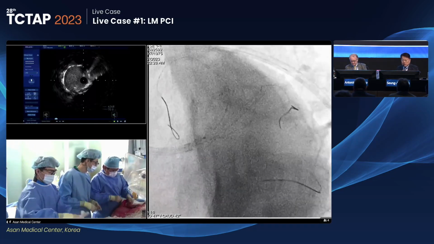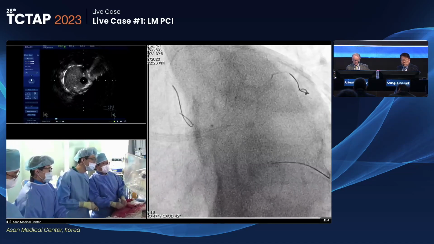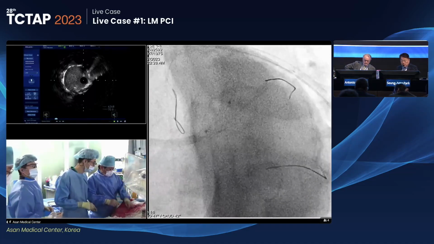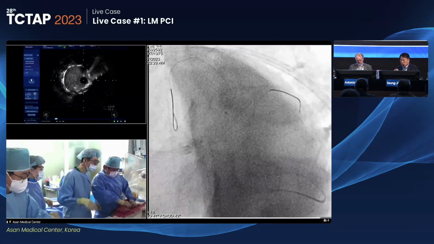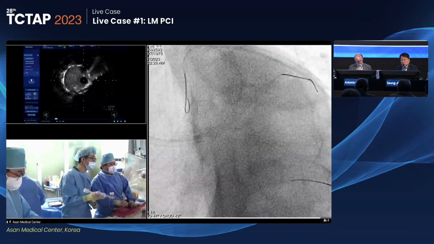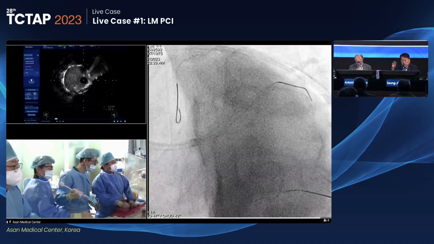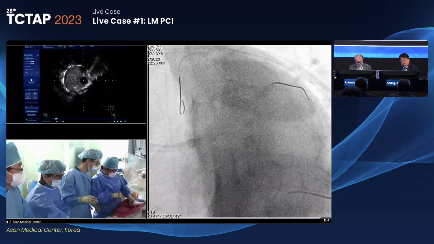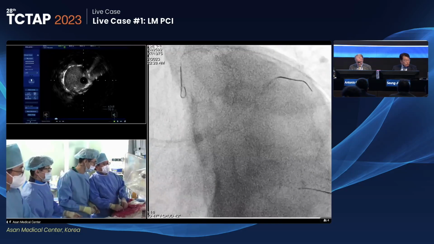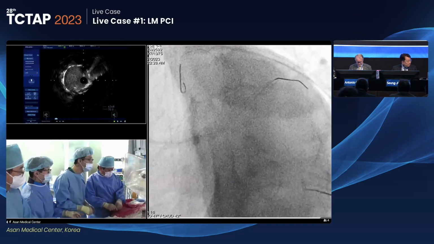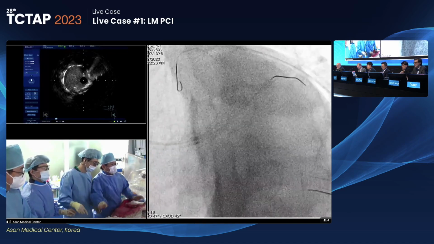We got, all right, a little bit supportive, conservative treatment. DEB, maybe in the future is another field of side branch treatment. Okay, this was a perfect result. Almost done. I'd like to show you the angiogram.